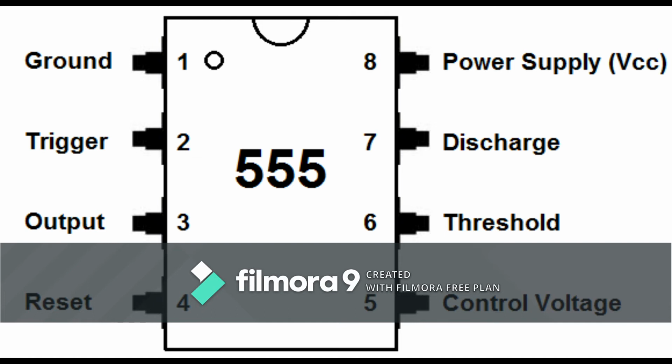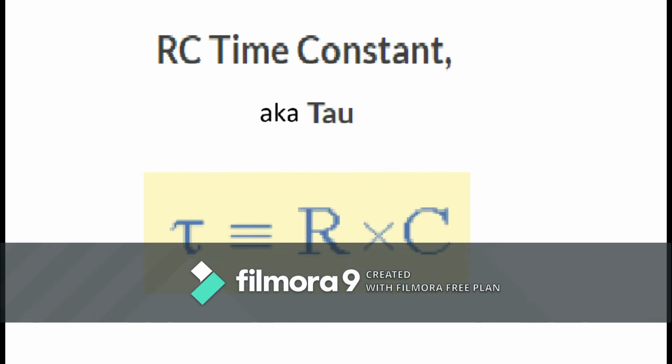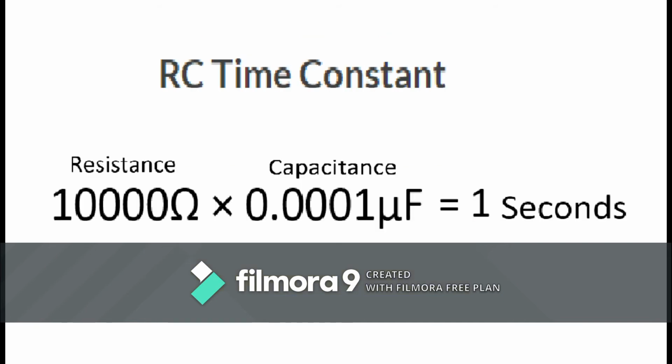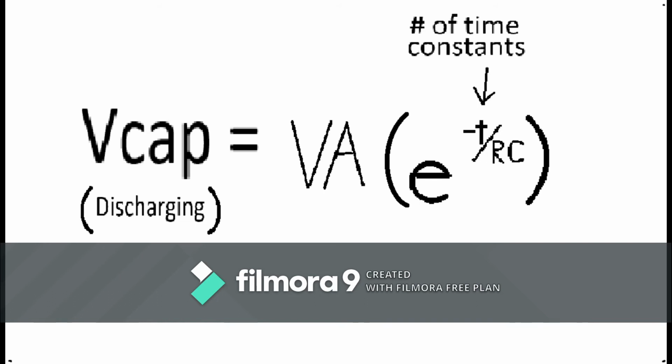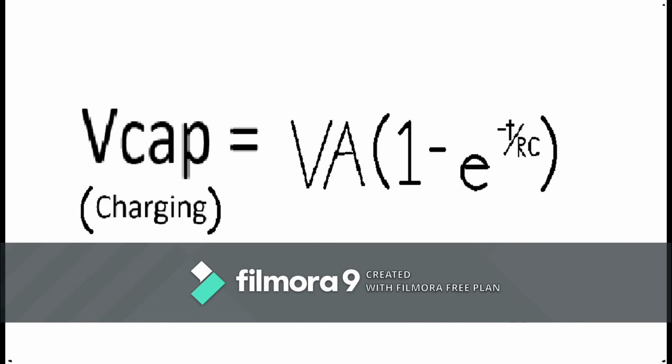Now I'll let Ryan explain how we find how long the LED is going to stay on. We are going to calculate the time constant, which is resistance times capacitance. In our case, it is the resistance, which is 10,000 K times 100 microfarads, which equals 1. Now that we have our RC time constant, we can plug that into our capacitor equations and figure out what its voltage is at any given time.